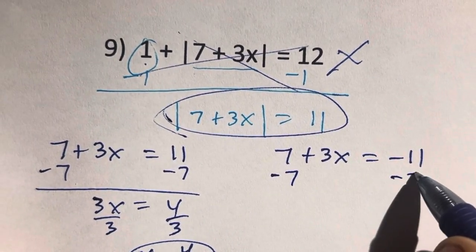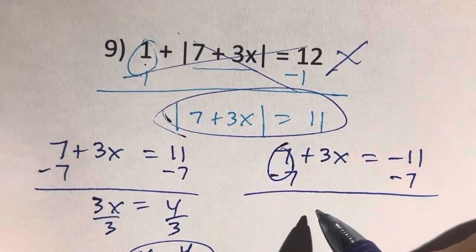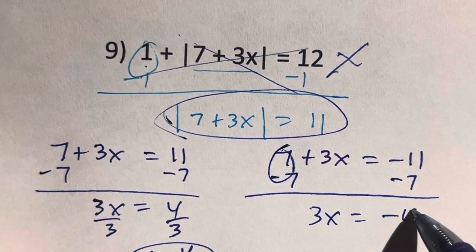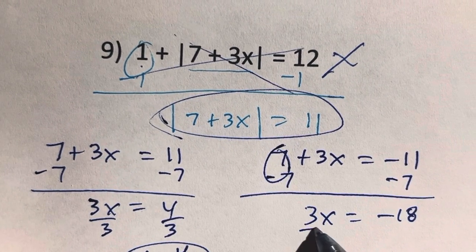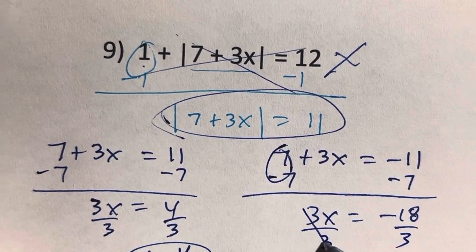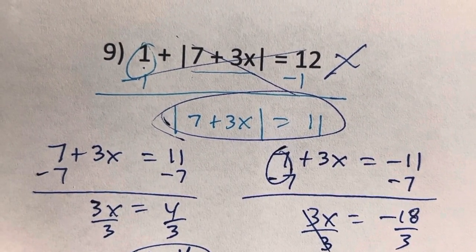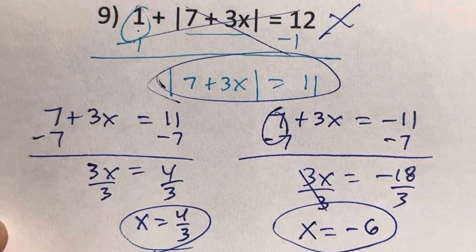Here I'll subtract 7 on both sides. That'll go away. That's negative 18. And then divide by 3 on both sides, and that gives me a negative 6. And there's my two solutions right there.